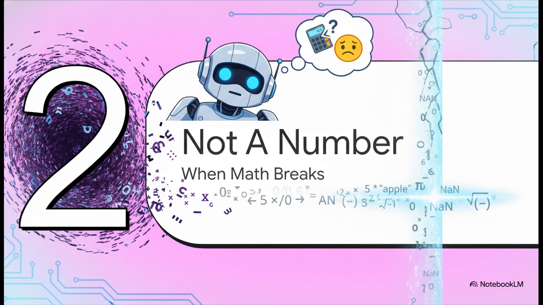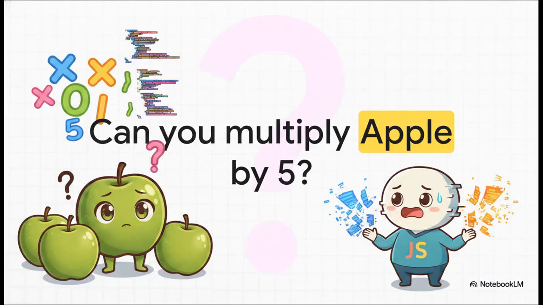Section 2, discovering not a number. So this brings us to a logical breaking point where our helpful assistant can no longer guess what we want. Can you multiply apple by 5? Seriously, think about it for a second. You might end up with 5 physical apples in the real world, sure, but mathematically speaking, multiplying a word by a number is completely absurd. The code literally cannot multiply text.